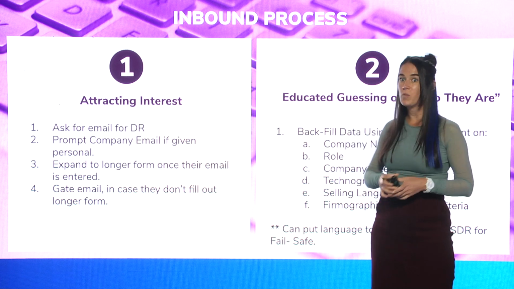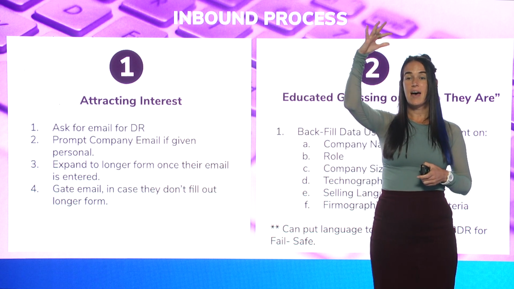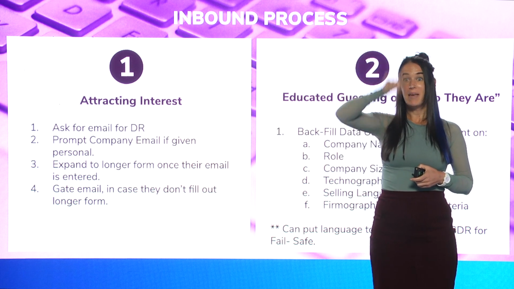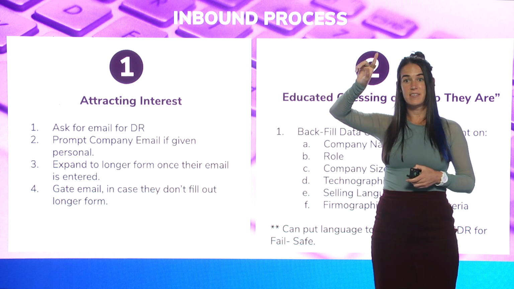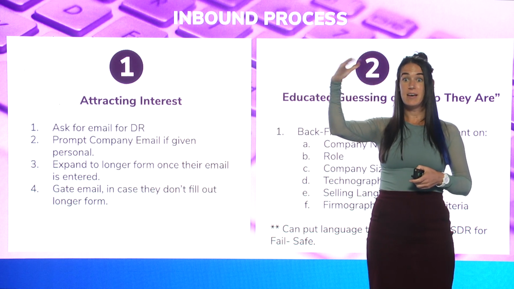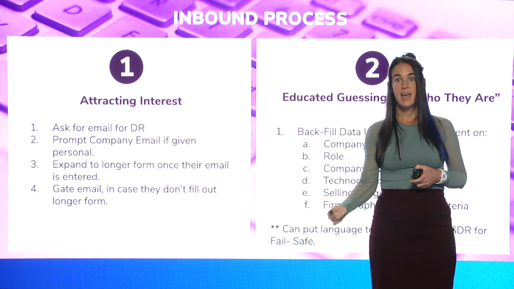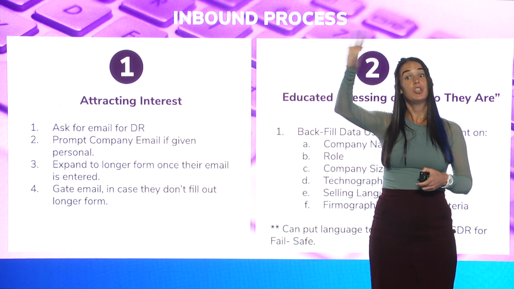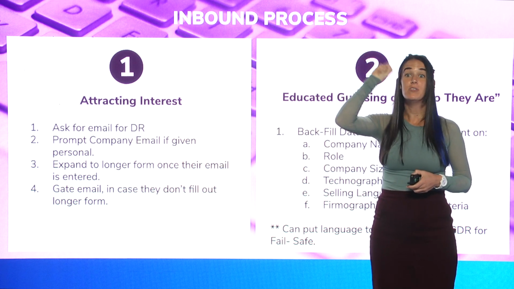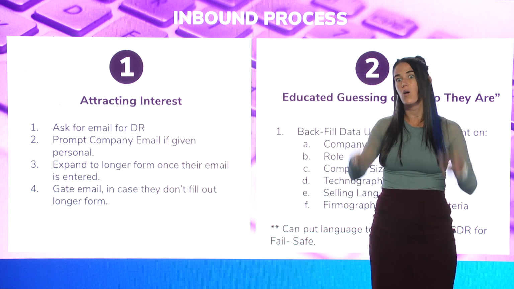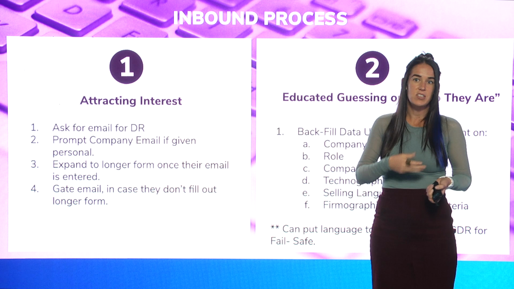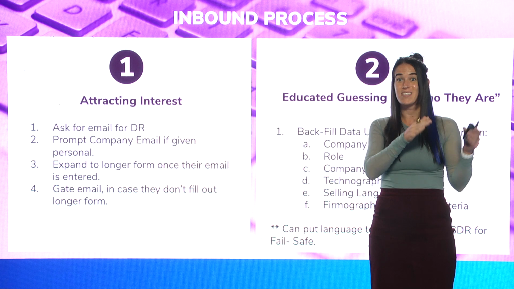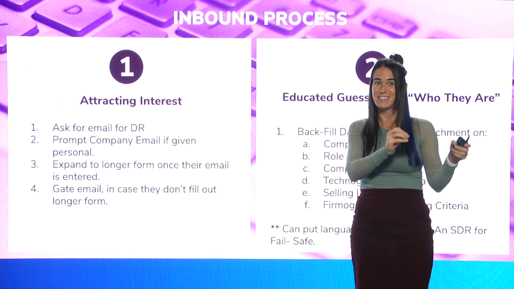Number 3 is that once they put in their business email address, I would have it expand to a longer form. So basically ask for the demo, make it look like you only need a business email address to get the demo. And then once they click submit, it extends to a longer form. In that scenario, you want to gate the email address. So if they don't fill out the rest of the form, you still have their email address. If they see, oh, I have to answer a couple questions here, and they start fluctuating off to a couple of different tabs, you want to make sure you still have their email address because it's a very, very valuable buyer intent signal.